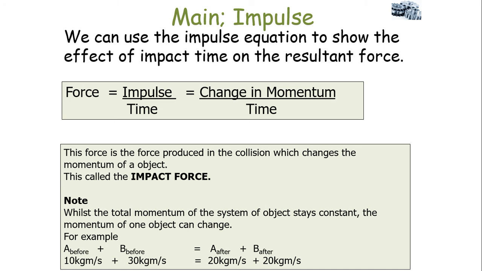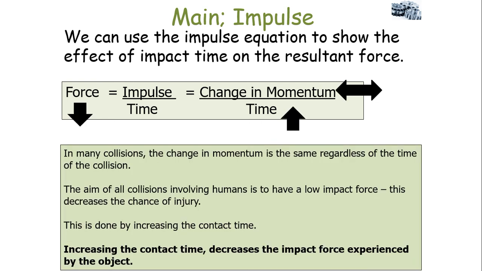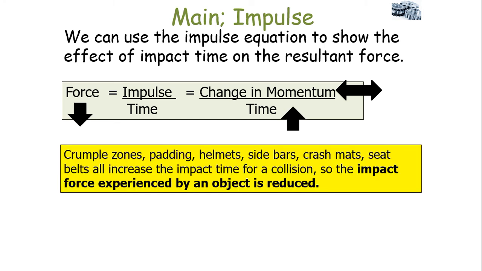So the force that is produced in the collision which changes the momentum of the object is called the impact force. Whilst the total momentum of the system stays constant, the momentum of one object can change. Now this is very important because as the change in momentum is the same regardless of the time of collision, the aim of all collisions involving humans is to have a low impact force which decreases the chance of injury, and this is done by increasing the contact time. Increasing the contact time decreases the impact force experienced by the object, whilst decreasing the contact time increases the impact force experienced by the object.